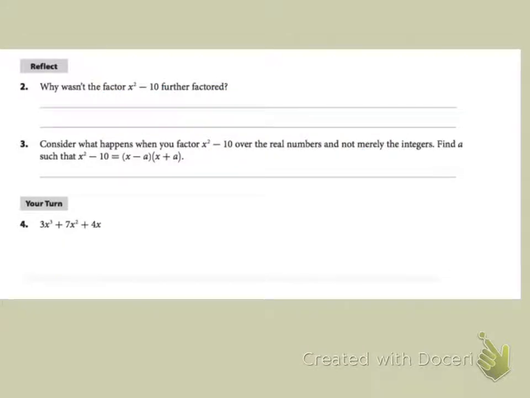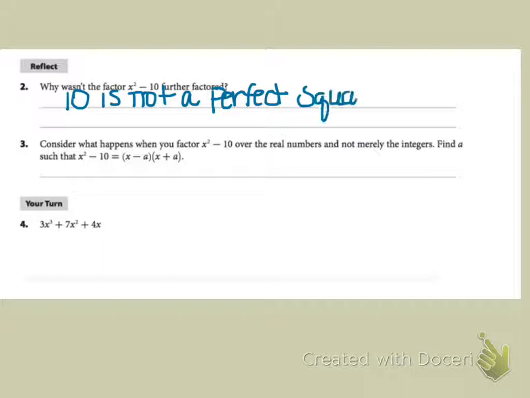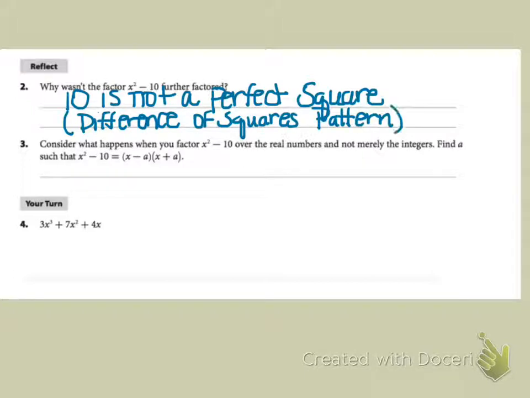Now these first 2 questions in the reflect portion refer back to that x squared minus 10 factor that we had there. And why wasn't the factor x squared minus 10 further factored? Well, we just mentioned that was because that 10 is not a perfect square. And so there's no way with integers, which is how we typically think about factoring, to break that down because the square root of 10 is not an integer. So the reason why is we can't use the difference of squares pattern. So it's basically what we just answered.